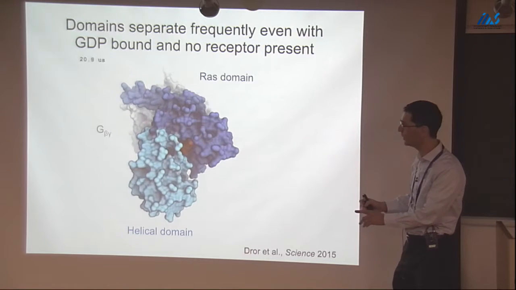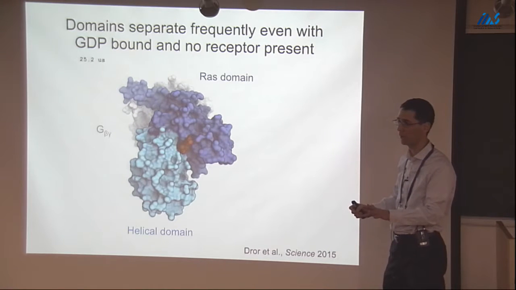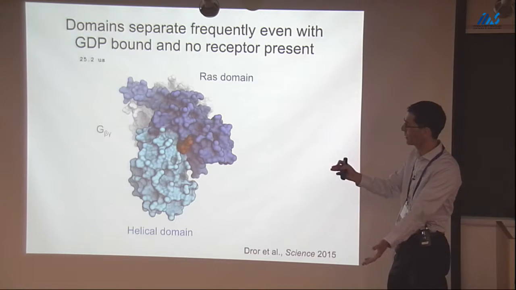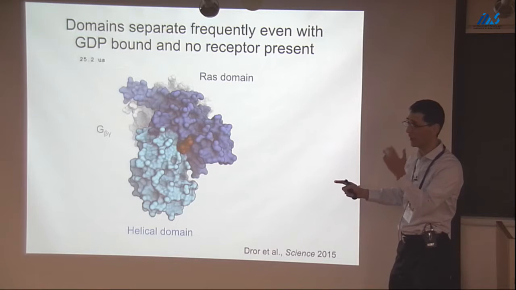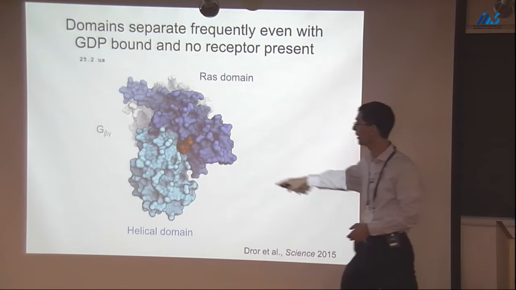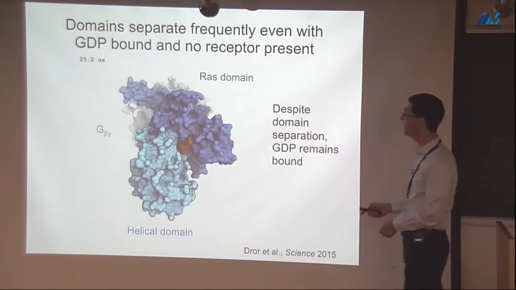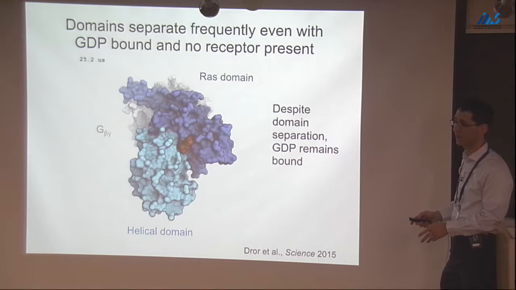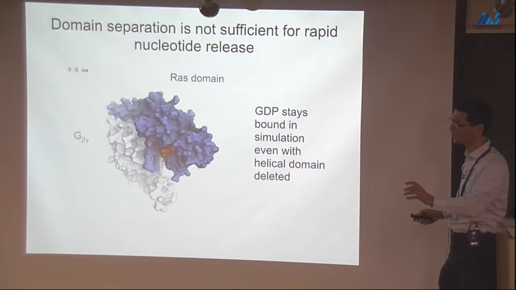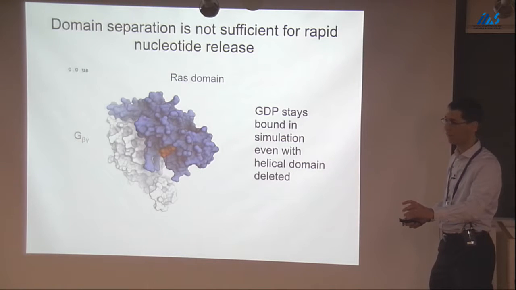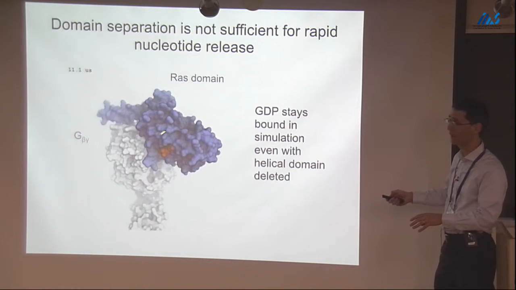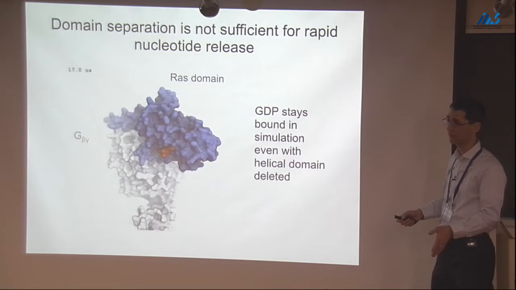They never go to a conformation that's as open as what's seen with the receptor bound and the nucleotide absent. They just fluctuate like this. But they visit conformations that are plenty open enough for the GDP to have a clear exit pathway, as you can see here. Yet in these simulations, the GDP does not escape. It remains bound. In fact, if we delete the helical domain entirely and run a simulation, the GDP still remains bound. So the GDP is bound pretty tightly to this Ras domain, even in the absence of the helical domain.